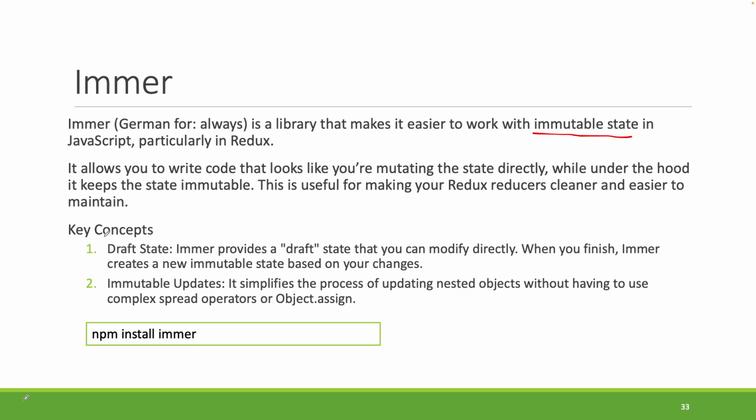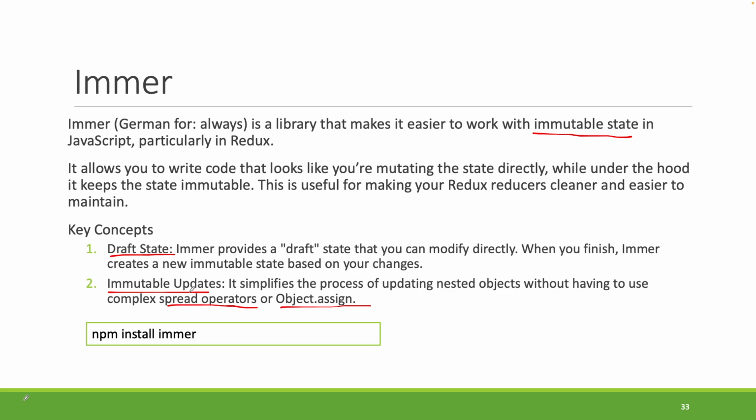In Immer, there is a draft state. It provides a draft state you can modify directly, and when we finish, Immer will create a new immutable state based on the change. So we can use dot notation to directly modify the state, and when we finish, Immer will generate an immutable state based on our change. It still has immutable updates, but it simplifies updating nested objects without having to use complex object spread or Object.assign, which generate a new state, a new object.